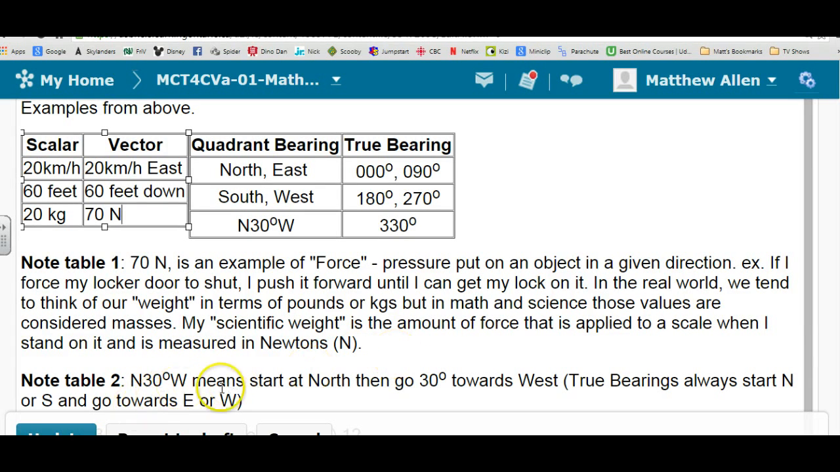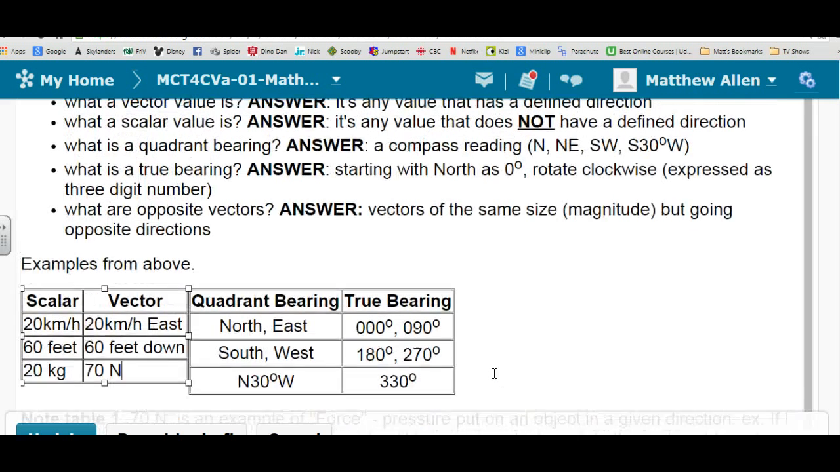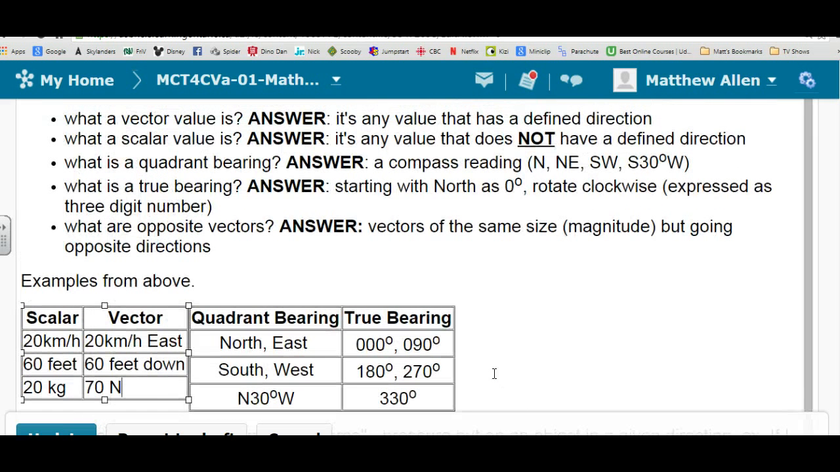Note number 2, north 30 degrees west means to start at the north and go 30 degrees to the west. Okay, so we already sort of said that. And basically today's work will just be using that terminology, understanding from the question what's being asked. They should be fairly easy questions, but as always, you ask questions of me as you need to. Thanks.